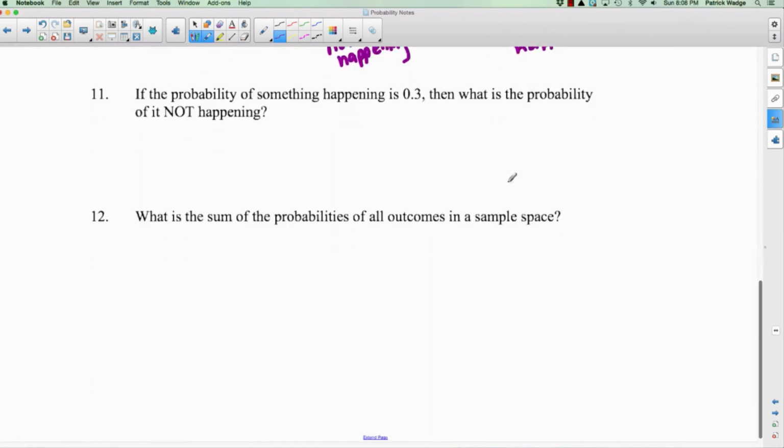We've got to skip to number 12. I put these questions in the wrong order. What's the sum of the probabilities of all the outcomes in a sample space? Toughest question that we're going through today. If I added up all the probabilities, do you know what it will always add up to?